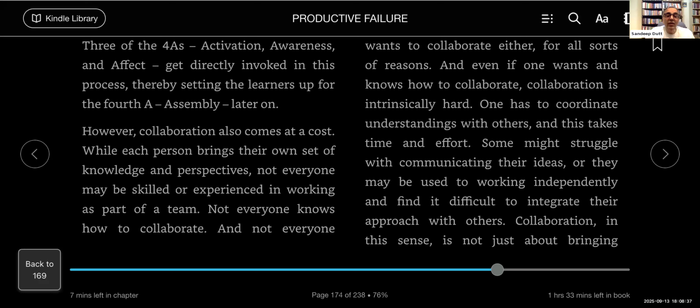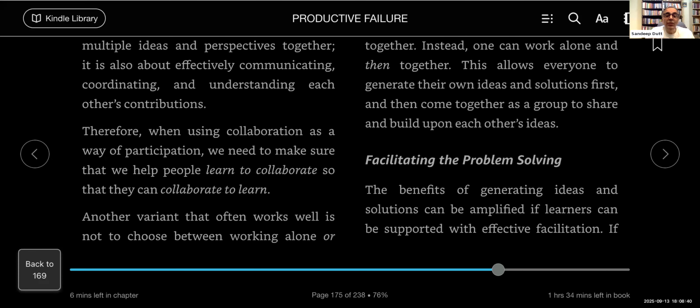Therefore, when using collaboration as a way of participation, we need to make sure that we help people learn to collaborate so that they can collaborate to learn. Another variant that often works well is not to choose between working alone or together. Instead, one can work alone and then together. This allows everyone to generate their own ideas and solutions first, and then come together as a group to share and build upon each other's ideas.